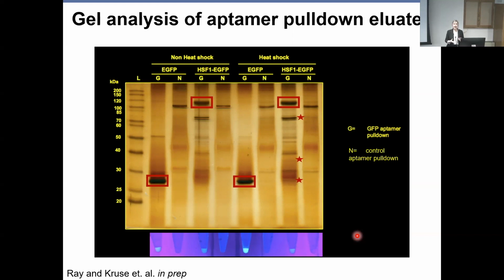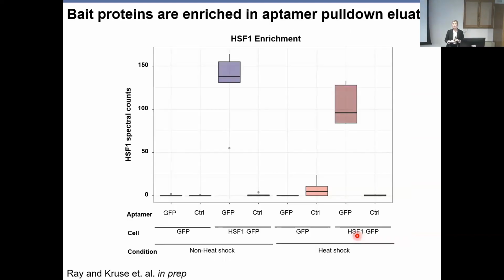So to further validate this method, we proceeded to mass spectrometry to identify what proteins were in these eluates. And the first thing we want to know is whether we pulled down our bait proteins. And so in non-heat shock cells expressing a fusion protein pulled down with GFP, we are identifying heat shock factor 1, and this measurement takes the number of spectra matching to our protein and counts them. So it's a measure of protein abundance. And the same pattern is observed when we take heat shock cells and pull them down with the GFP aptamer. And you'll note that we pulled down virtually none of this protein in our control treatments.